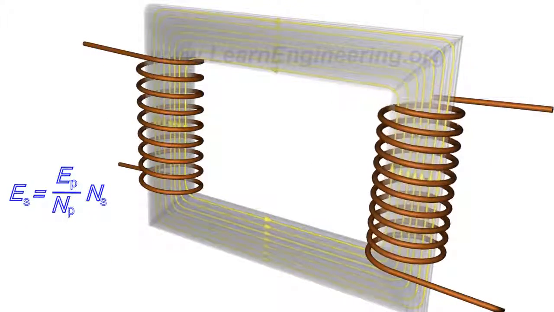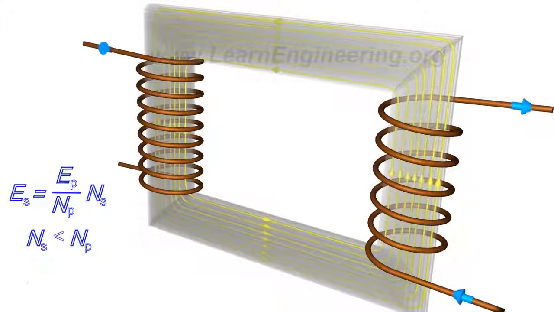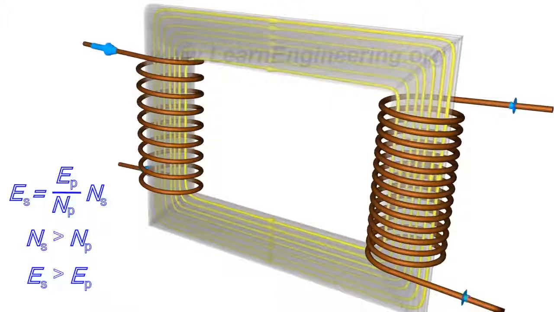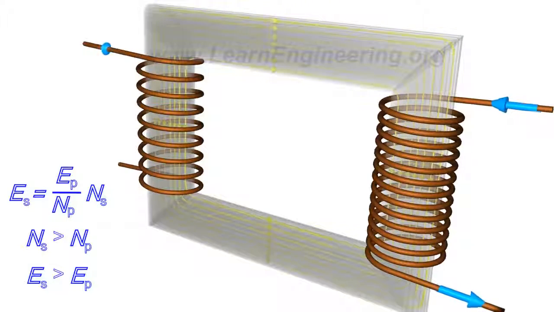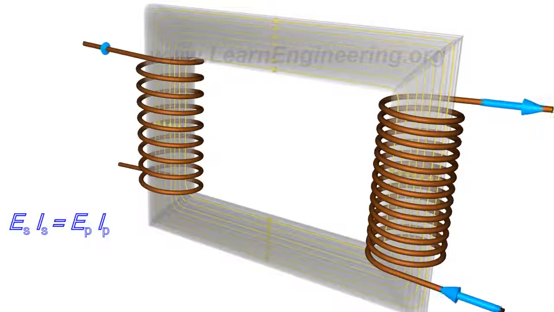This simply means that with fewer turns in the secondary than in primary, one can lower the voltage. For the reverse case, one can increase the voltage. But since energy is conserved, the primary and secondary currents have to obey the following relationship.